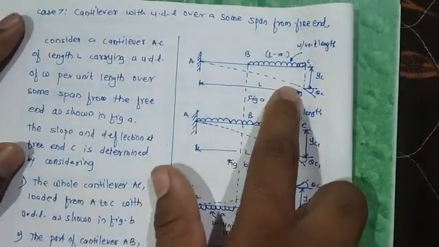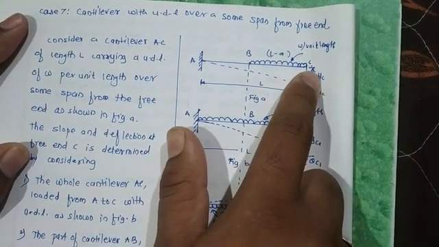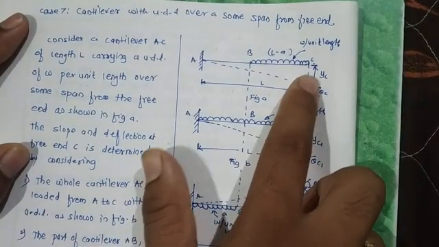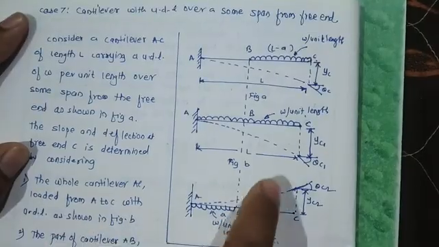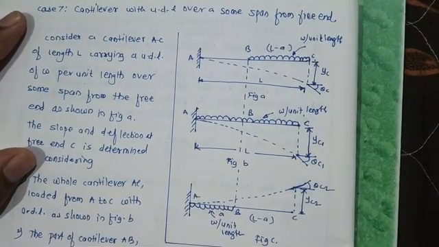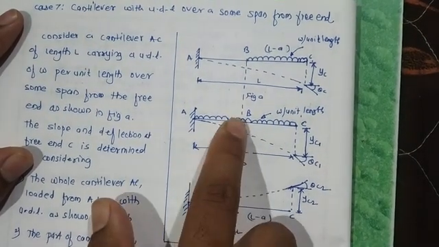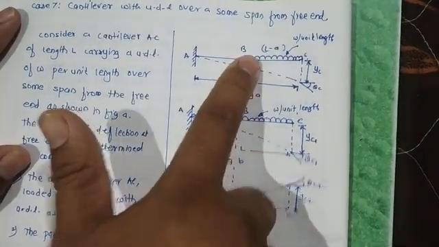This is figure A. Here, from some distance from the free end, there is a UDL. This is the first thing. Second is the UDL over the entire span, in the downward direction, and here up to that span in the upward direction. The combination of these two is nothing but the third.